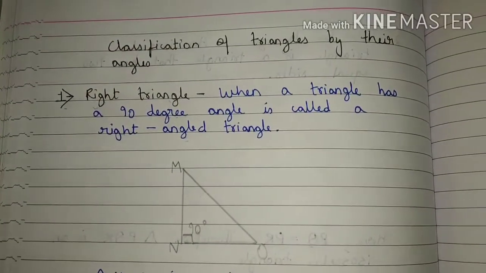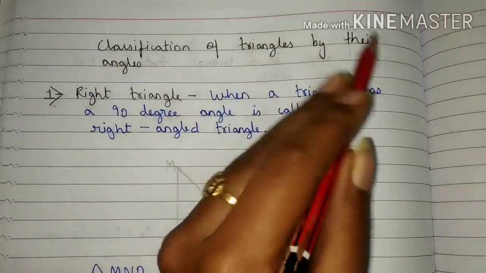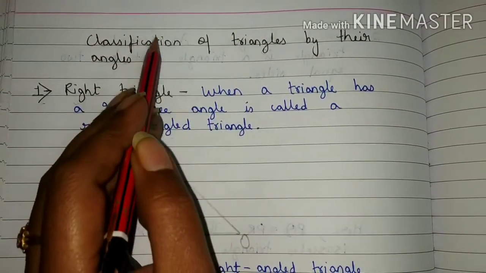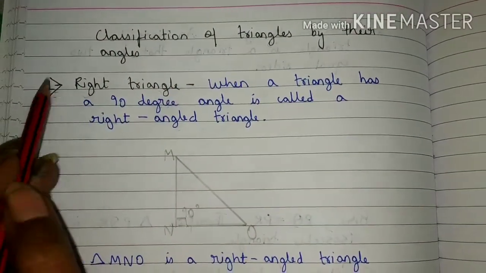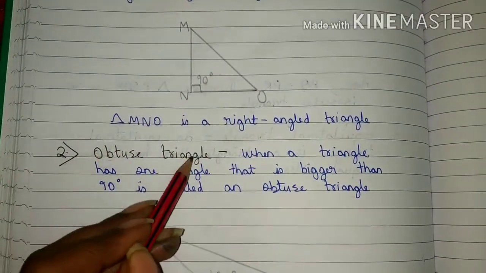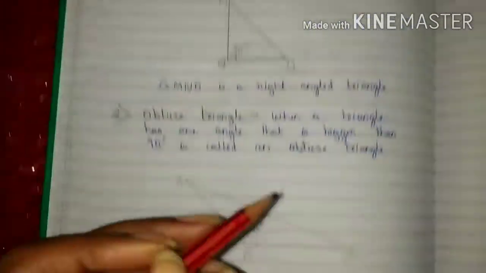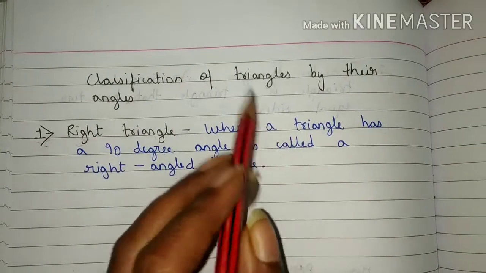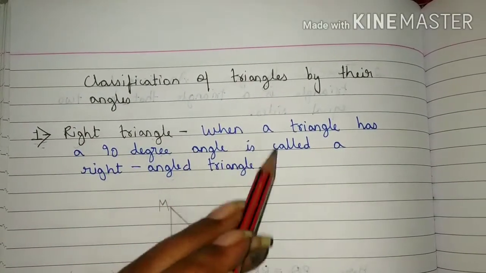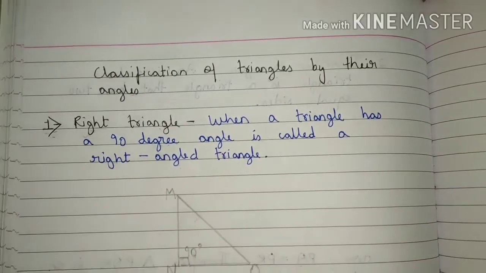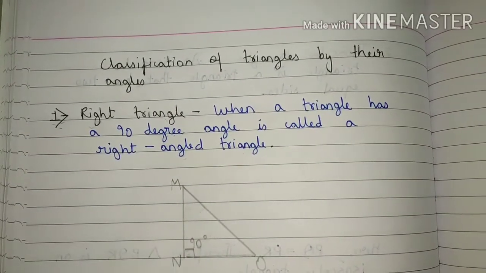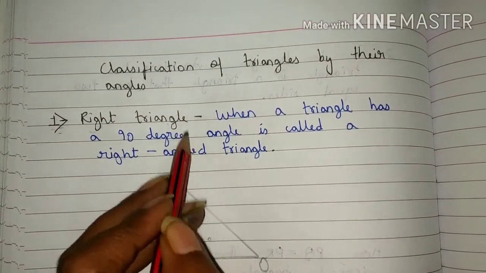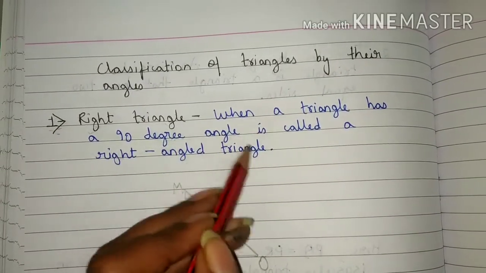Students, now we will study classification of triangles by their angles. It means on the basis of their angles, triangle can be classified into 3 types. First is right triangle, second is obtuse triangle, third is acute triangle. Students, now come to first one, right triangle. When a triangle has a 90-degree angle, it is called a right angle triangle. It means a triangle in which one angle is 90 degree.